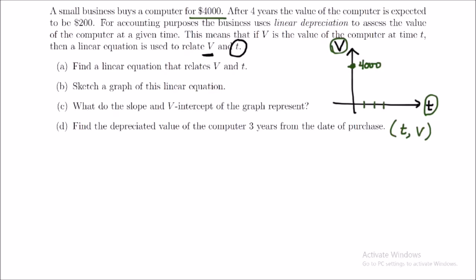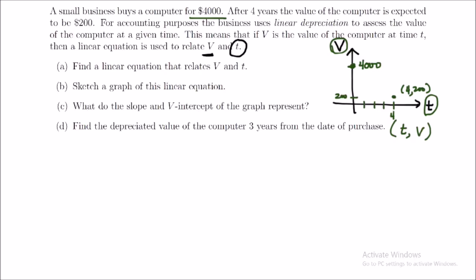So if you travel in time to 4 years, so at this point, we're at 4 years, the value of the computer should only be $200. So if this is the $200 mark on the value axis, then it should go through this point. So this point here is (4, 200).